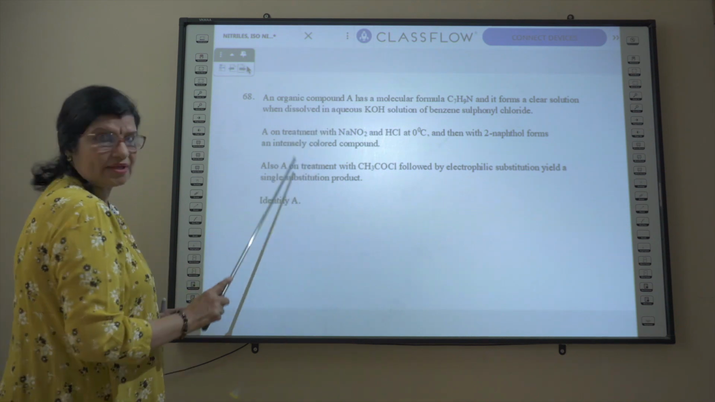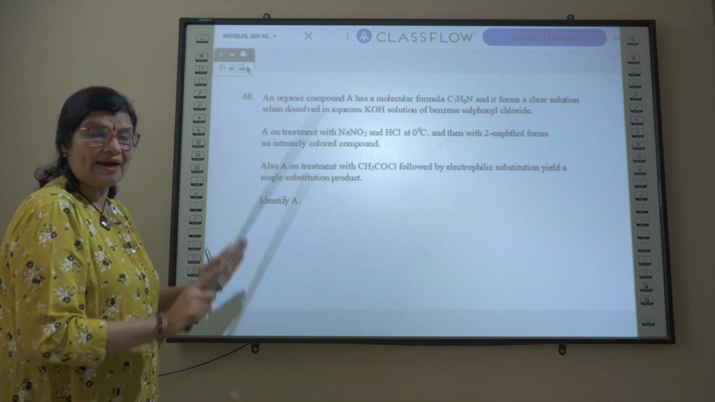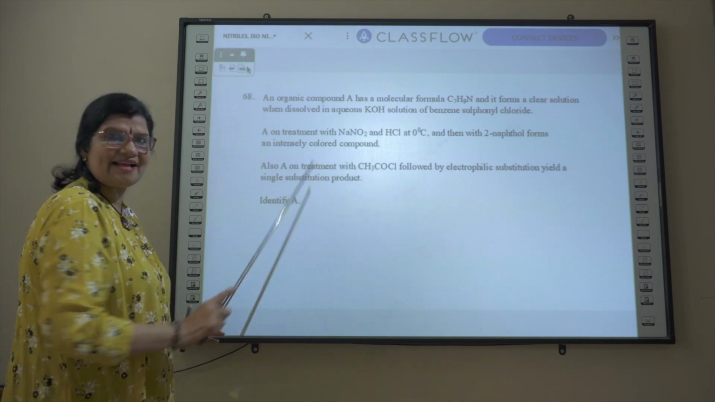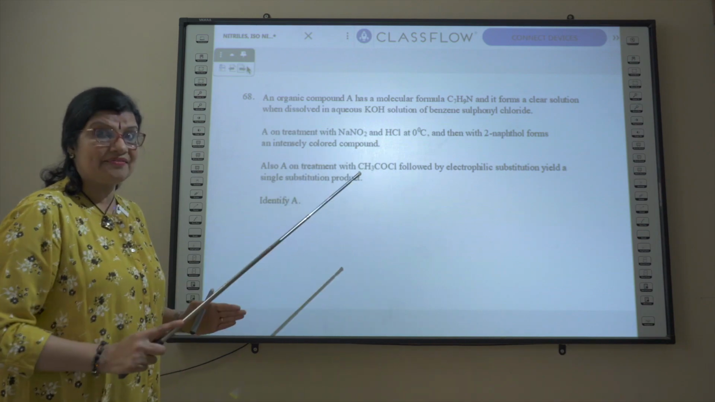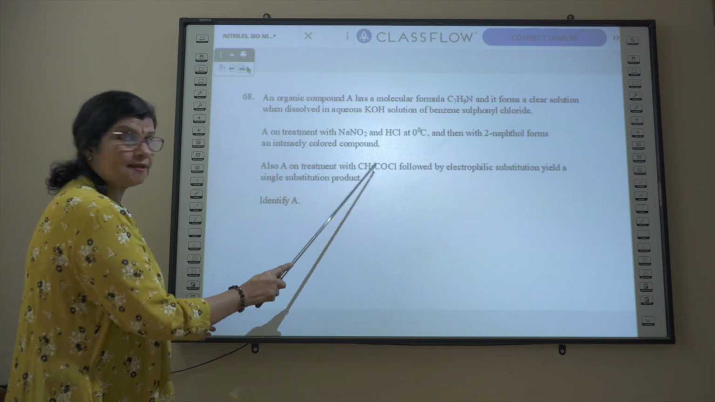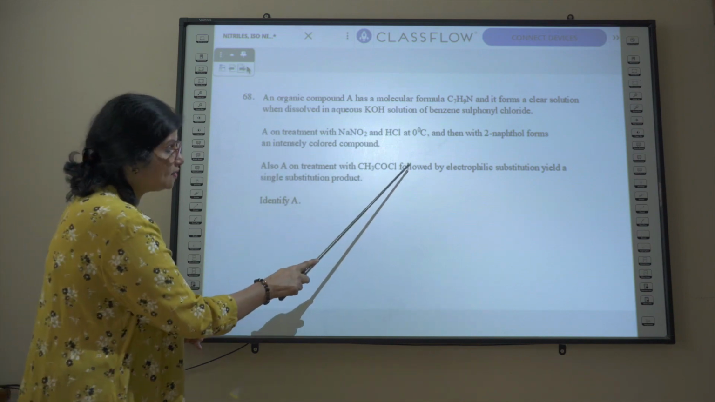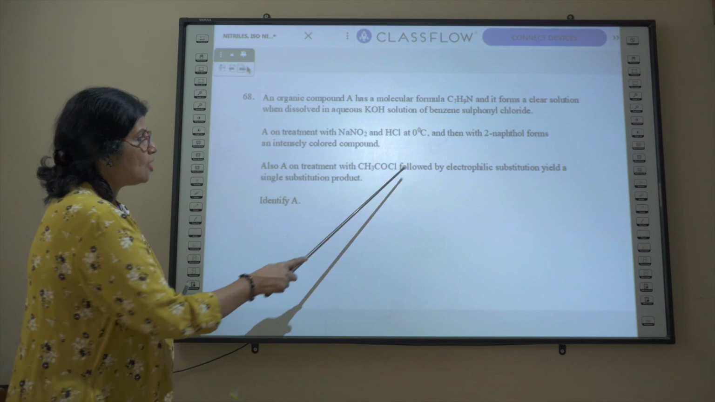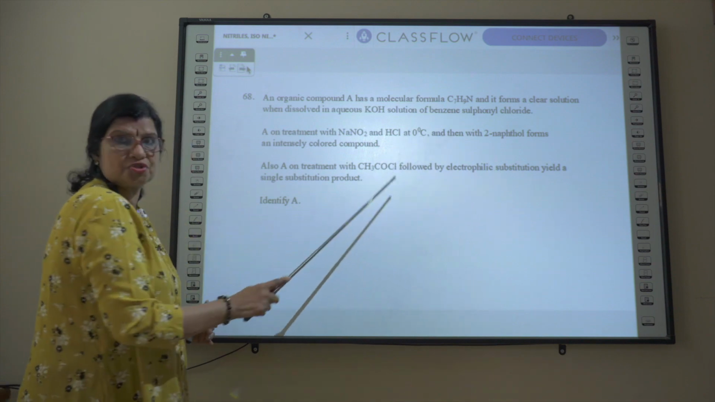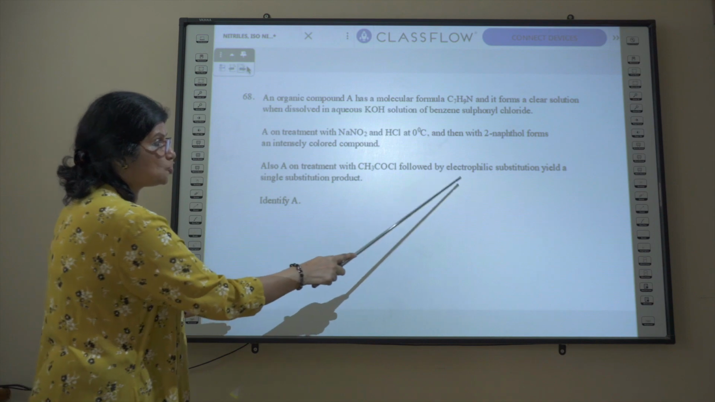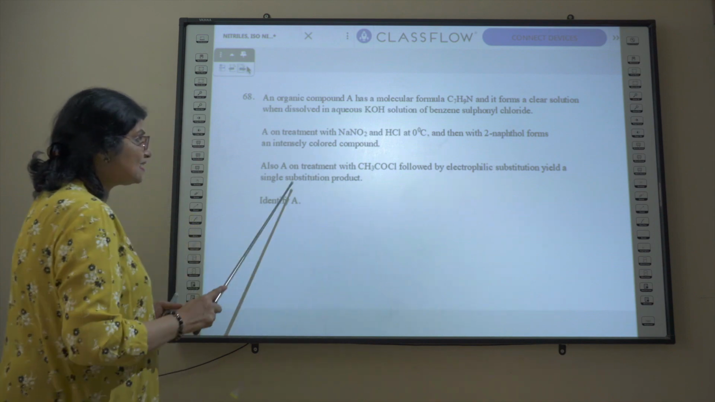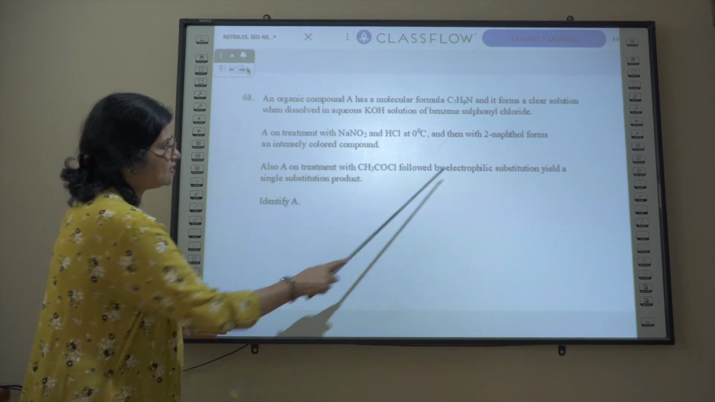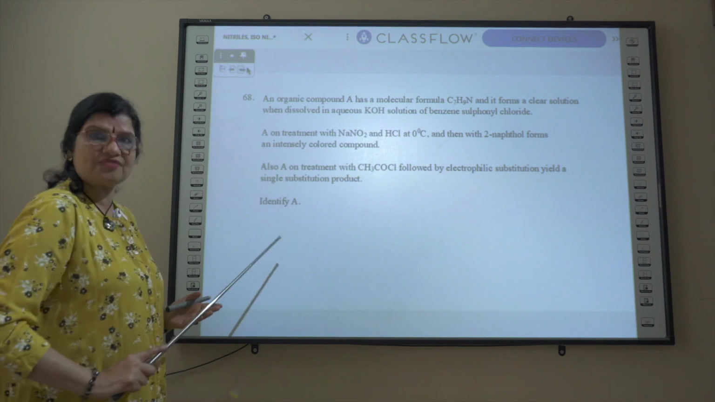Okay, moving on to the next point. A, and now we know that A is a primary aromatic amine, on treatment with acetyl chloride. Now why do we use acetyl chloride? In order to inhibit the activity of the amino group. We get the corresponding acetanilide. Now the last information will let you know what the position of that side chain would be. Acetanilide followed by electrophilic substitution yields a single substitution product. So let's write all these reactions and then we will get to know what the final identity of A is.